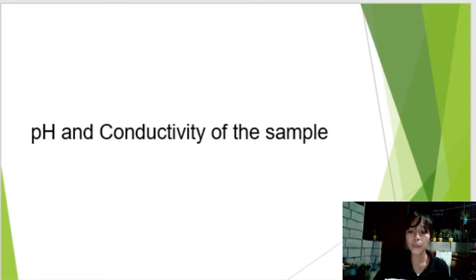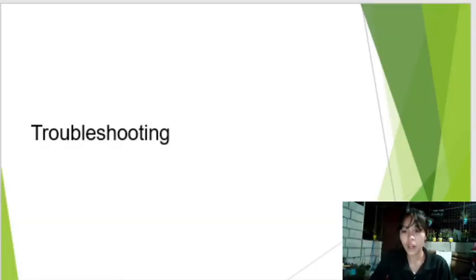And magkakaroon po ng message doon na nakasulat na reagent low. Doon na po natin kailangang palitan yung reagent or i-refresh. For our troubleshooting, ito po yung mga pwede nating gawin if we encounter yung mga iba't ibang pangyayari habang nag-experiment po tayo.